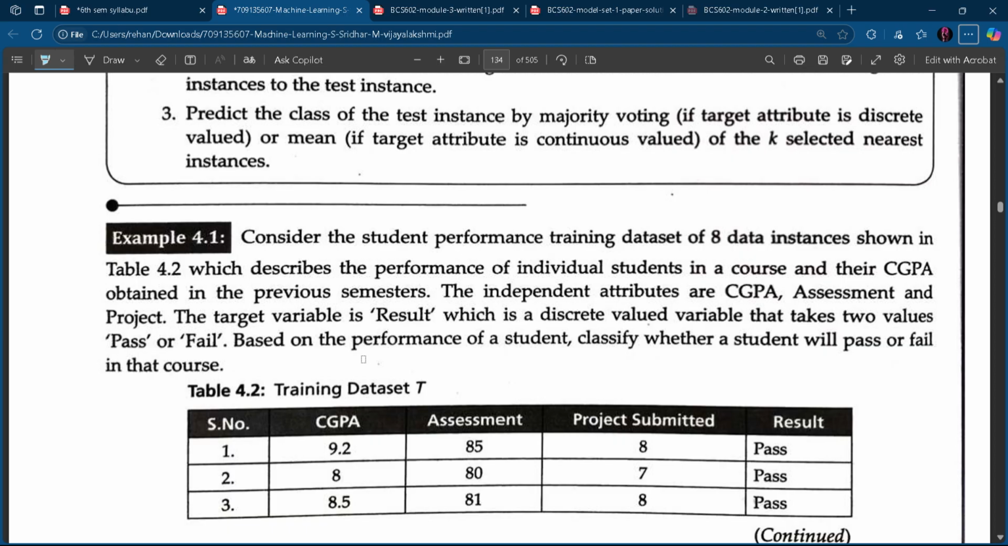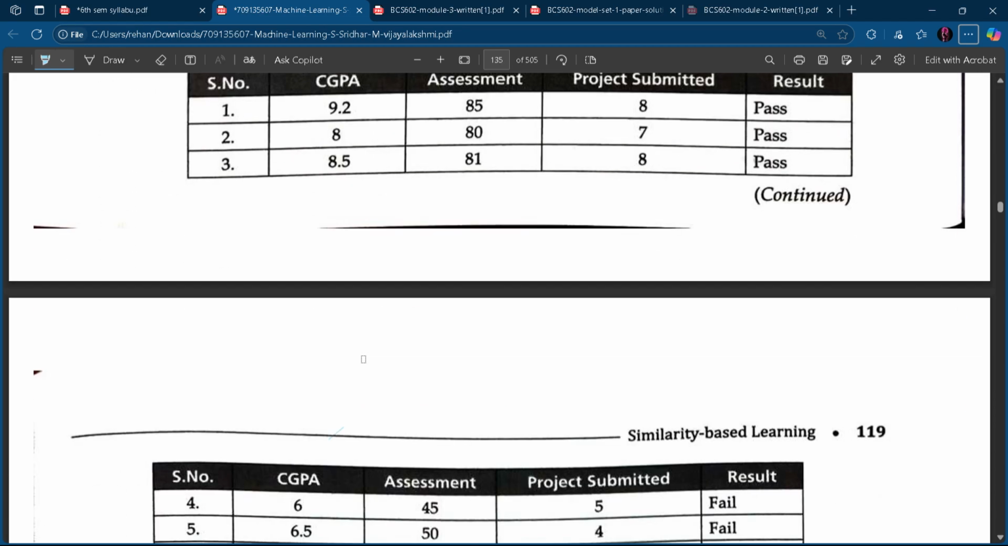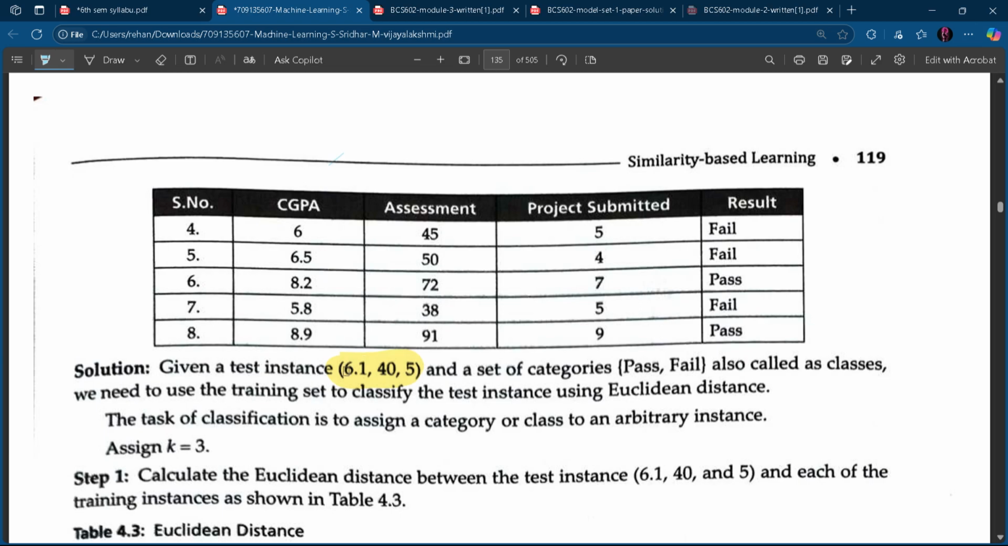Remember one thing. They'll give this table for you and they'll give the test data set, which is here. You can see here 6.1, 40, 5. Now what you have to do is draw the test data set, but leave some space. Make sure the table contains only 70 to 80% of your page.